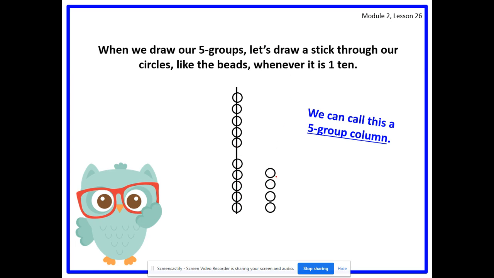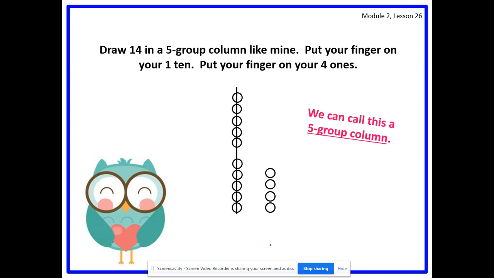And then these you leave alone, because can we draw another line here showing that it is another group of 10? Get ready. No, right? Because it's just 4. So those are our 4 ones. Ready to practice? Well, first, draw 14 in a 5 group column just like mine. Go ahead and press pause and draw the picture that's on my screen. Go.